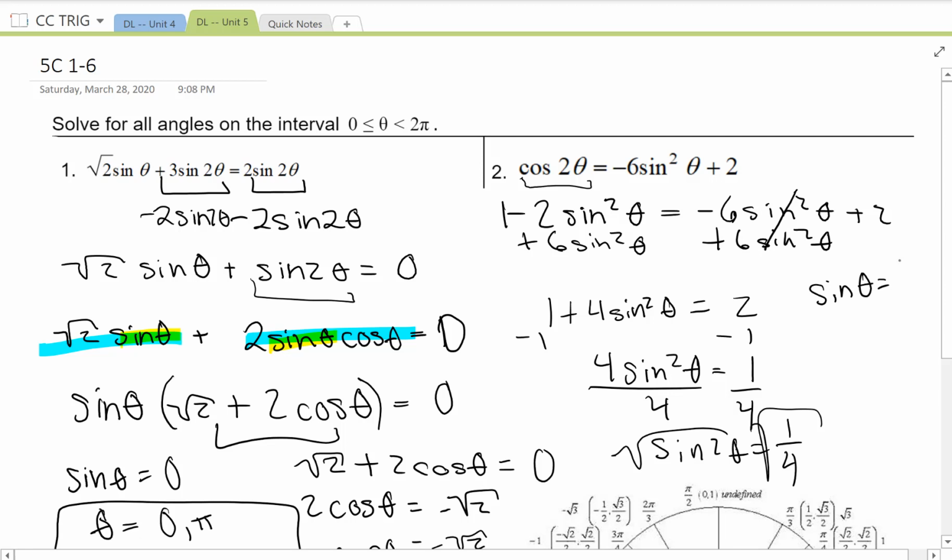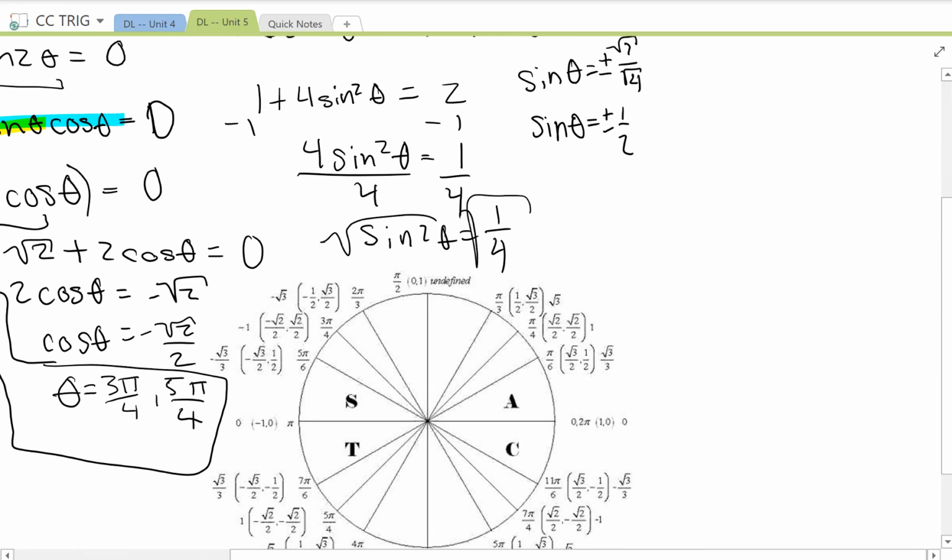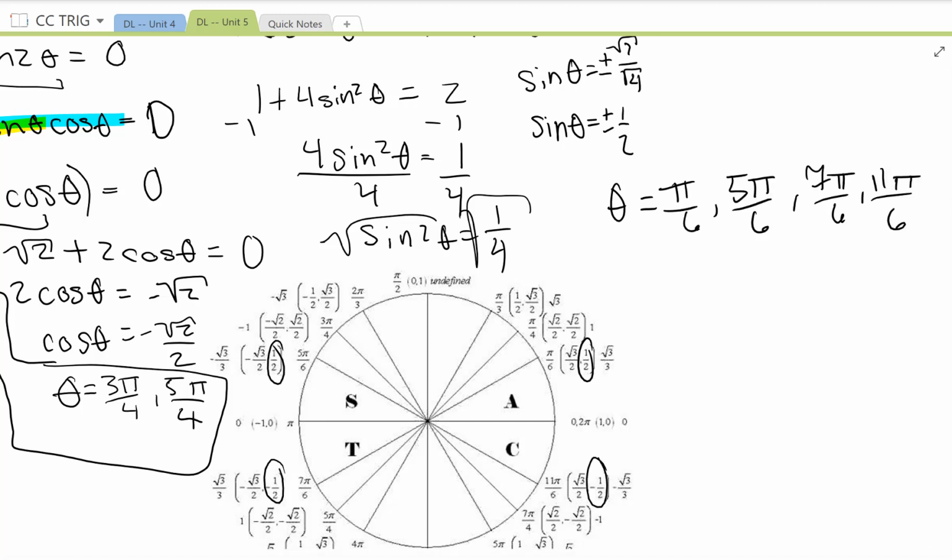Sine theta is equal to plus or minus the square root of 1 over the square root of 4. Oh wait, I guess I didn't have to write that out. That would just be 1/2. Okay, so sine theta is equal to wherever the y value is positive 1/2 or negative 1/2. Positive 1/2, positive 1/2, negative 1/2, negative 1/2. All the pi sixth angles.